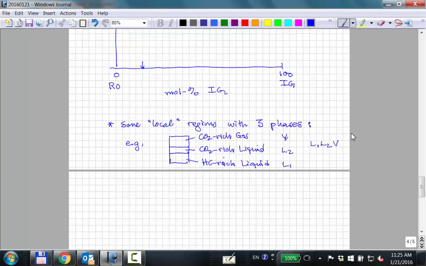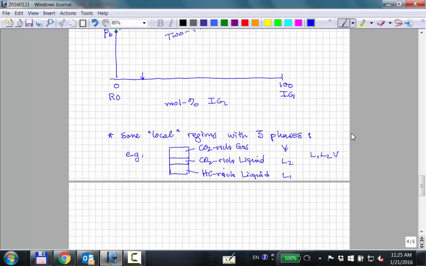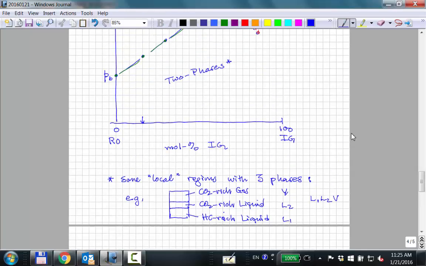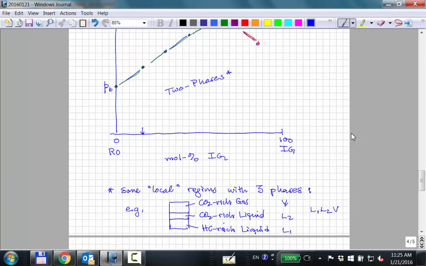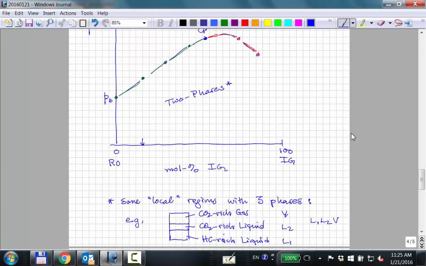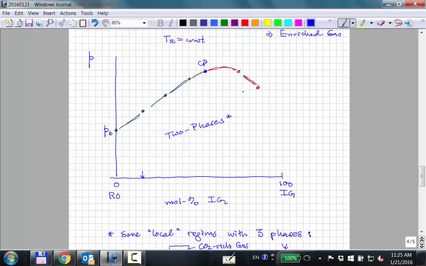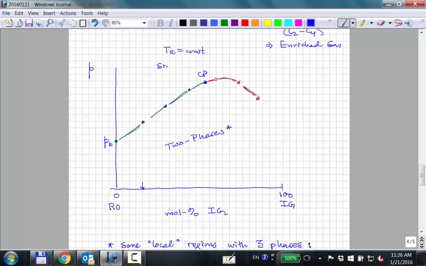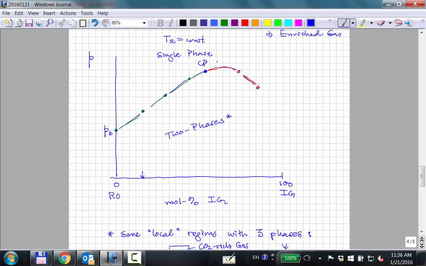But so we've got in this region here two phases, and then above the diagram out here we've got single phase. So this kind of satisfies the criteria of a phase diagram. It's a map of where you have two phases, where you have a single phase.